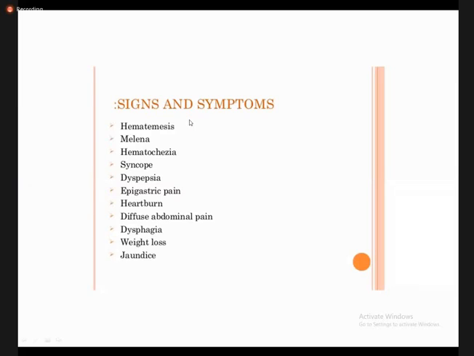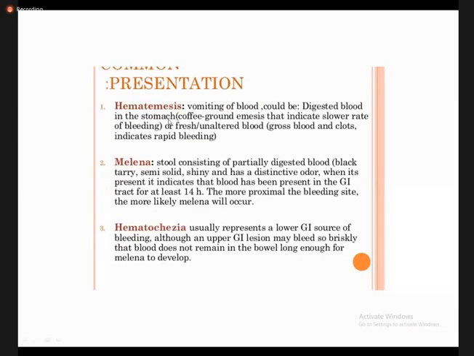the signs and symptoms. So the most common sign is hematemesis. Hematemesis is defined as vomiting of blood. It could be digested blood in the stomach. Digested blood means it is mixed with the food particles. That is coffee ground hematemesis. That indicates a slower rate of bleeding. Or fresh or unaltered blood, that is gross blood, and clots indicate rapid bleeding. So if the patient emits vomitus of blood, either in the form of fresh blood or the digested blood along with the food particles, it is labeled as hematemesis.